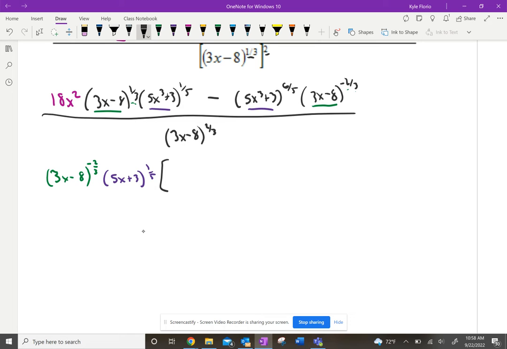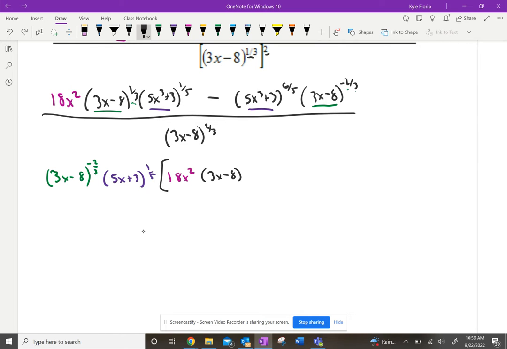And then what's left? Let's see, that 18x squared is still there. Now 3x minus 8, I've taken out negative 2/3 of a factor of it. How many are left over? And remember, it's always going to be 1, but you can think of it as this. If I multiply this back out, negative 2/3 plus 1 would give me 1/3, which is what it should give me. So that's that. The 5x cubed plus 3 to the 1/5, we already took that entire thing out, so that's it for the first chunk.